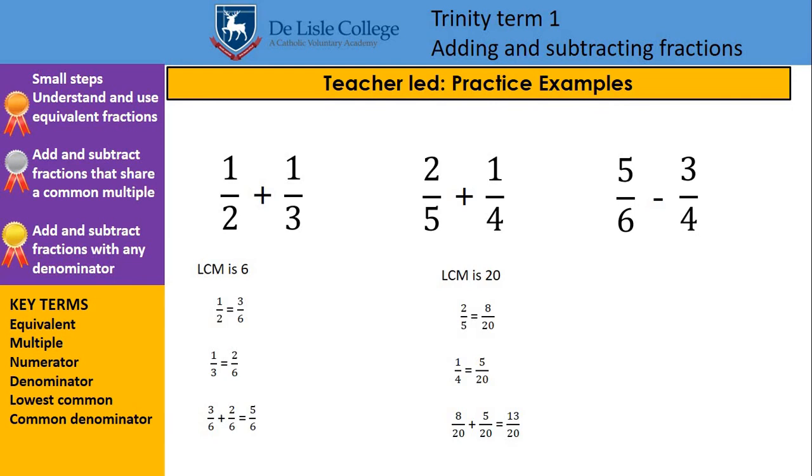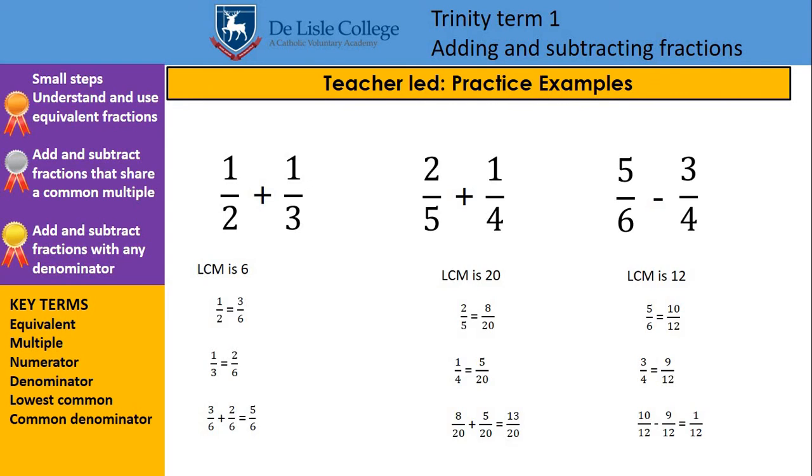Okay, last one. The only thing you've got to be careful of here is we've got a subtraction sign rather than addition. So running through your times table, 6, 12. 12 is in the 4 times table. Let's take that one. Equivalent fractions first. 10 minus 9. And we are left with 1/12 for that last one.